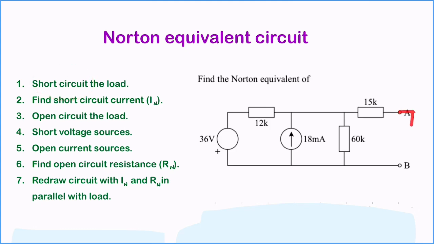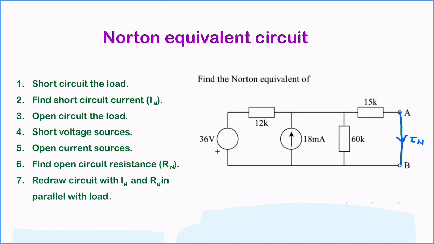So the load would be connected between points A and B, and the first step is to short circuit the load. So we connect A and B, bringing these 2 resistors in parallel. And what we then try to find is the current that's passing through that short circuit.